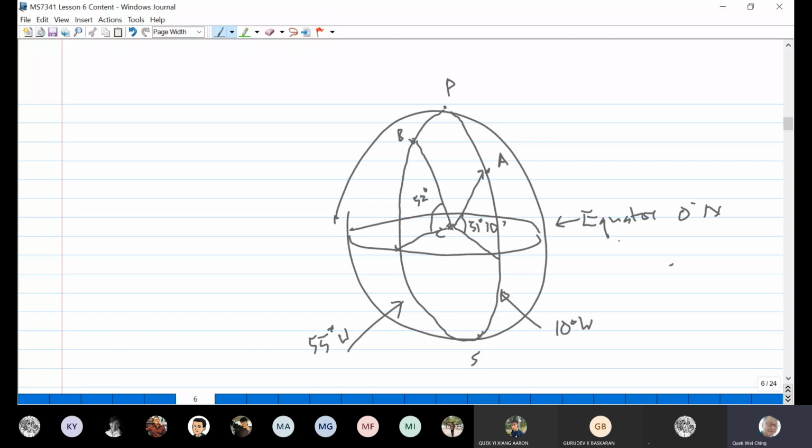So I'm finding the great circle distance from A to B. You can draw a great circle. Let's say this is A to B now. You can draw the great circle. This circle passes through the origin, through the center of the Earth. This great circle.